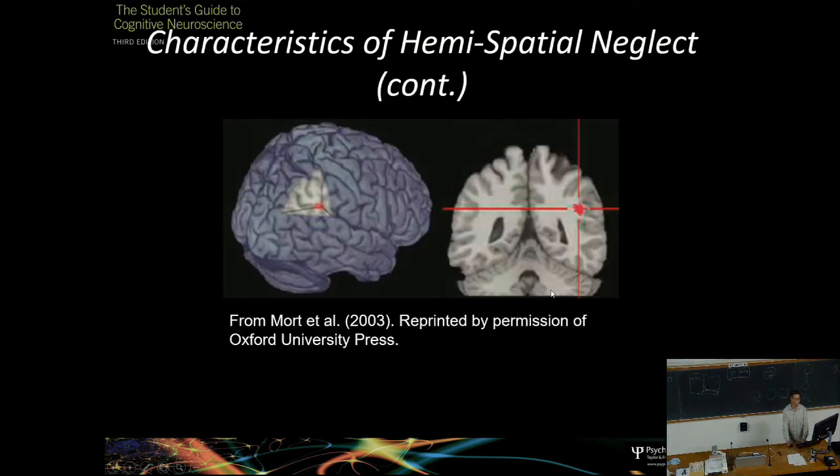It is caused by damage to the right parietal lobes. Again, you can have it with damage to the left parietal lobes, but the symptom would be weaker, and often the patient would be able to compensate for it quite well.